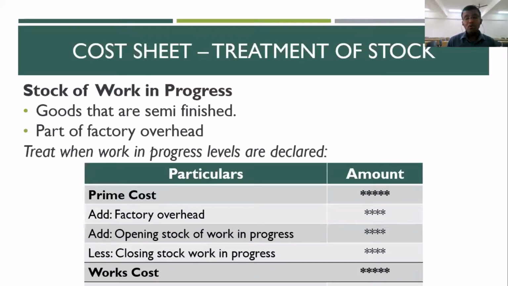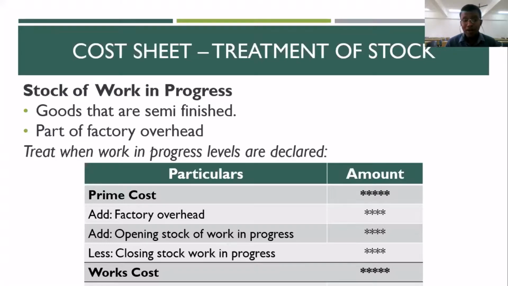Now, when it comes to work in progress, how do you go about treating it? It is a part of your factory overhead. Remember, in your cost sheet, you will be estimating a prime cost, and after your prime cost, you will have to consider all your factory overhead. So your work in progress would be a part of your factory overhead.